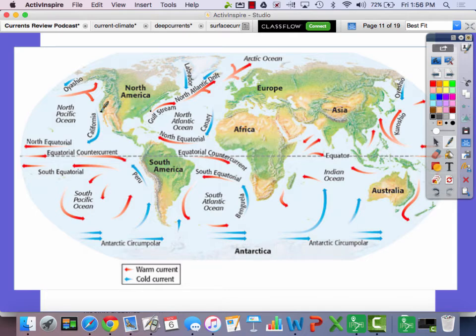We're going to go to California. Now in California, it has a California cold current running next to it, so that's going to be a lot cooler over there. Even though they're at the same latitude, it's going to be a lot cooler over there because of that cold California current.